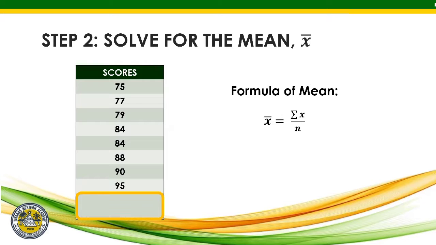For the second step, you need to solve for the mean. The formula that you're going to use is the summation of x divided by the sample size. Therefore, you have 672 as the summation of your x, or your observations. So 672 divided by 8 as your sample size. Therefore, you have the mean as 84.